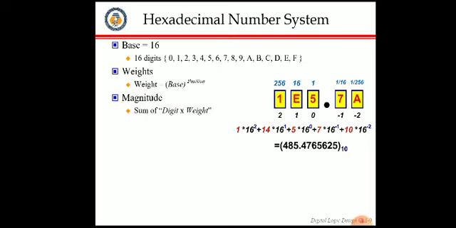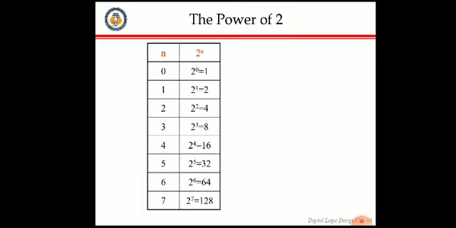So now, that means 1E5.7A base 16 is equivalent to 485.4765625 in decimal.